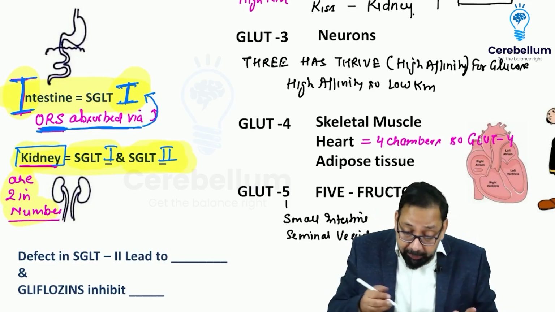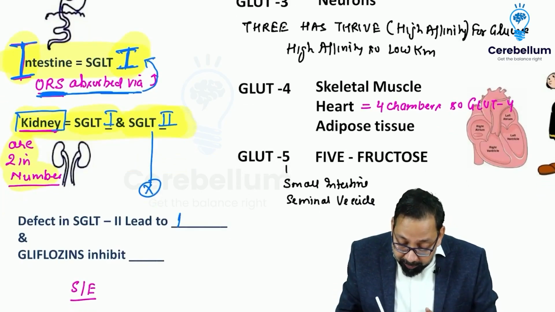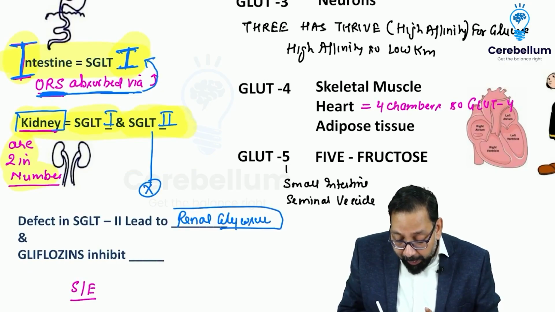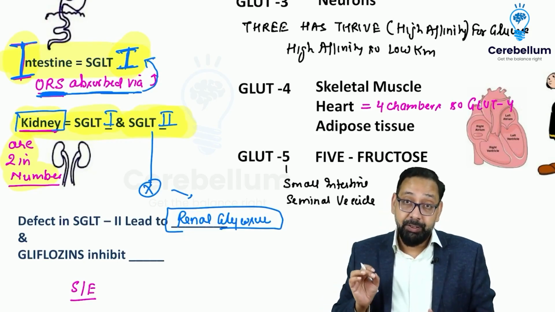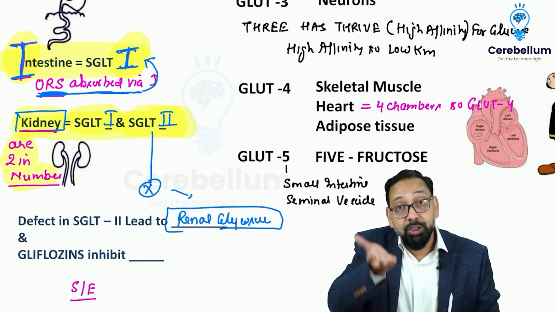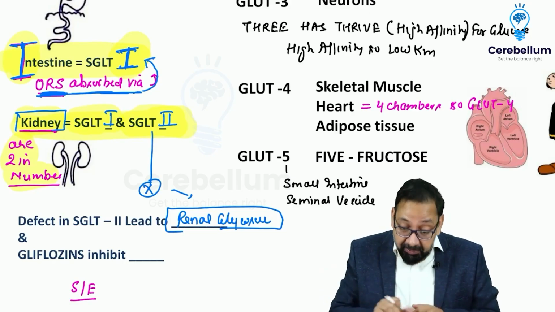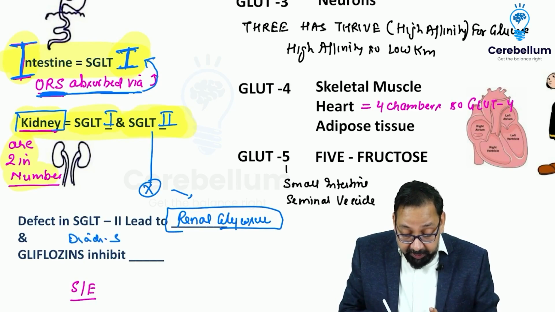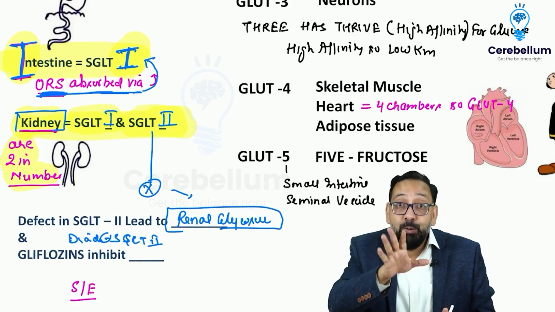And we found that if there is a defect in SGLT2, then it leads to renal glycosuria. And this gave us an idea: in a diabetic patient, blood glucose is high and that is producing complications. If we inhibit this SGLT2 in diabetes, then glucose will not be reabsorbed, will come in urine, so blood glucose will decrease.